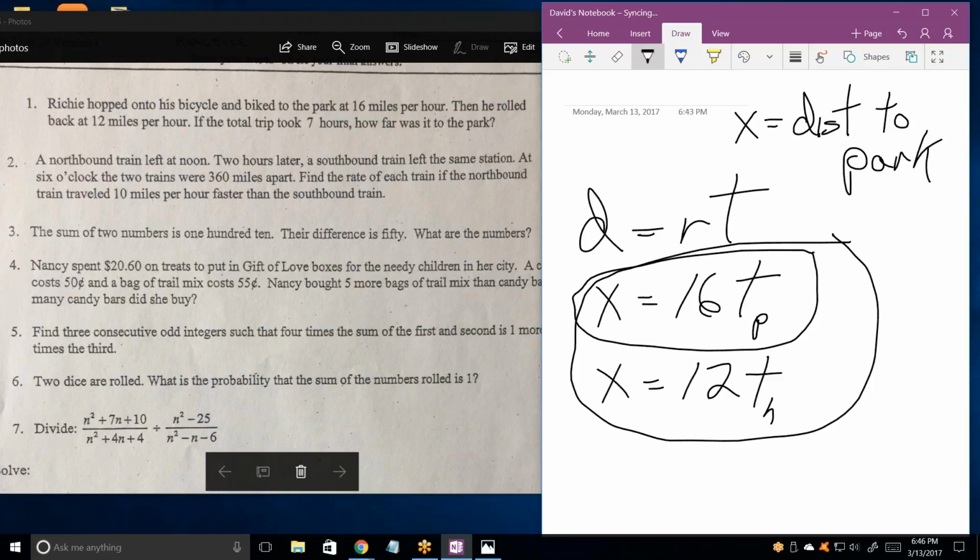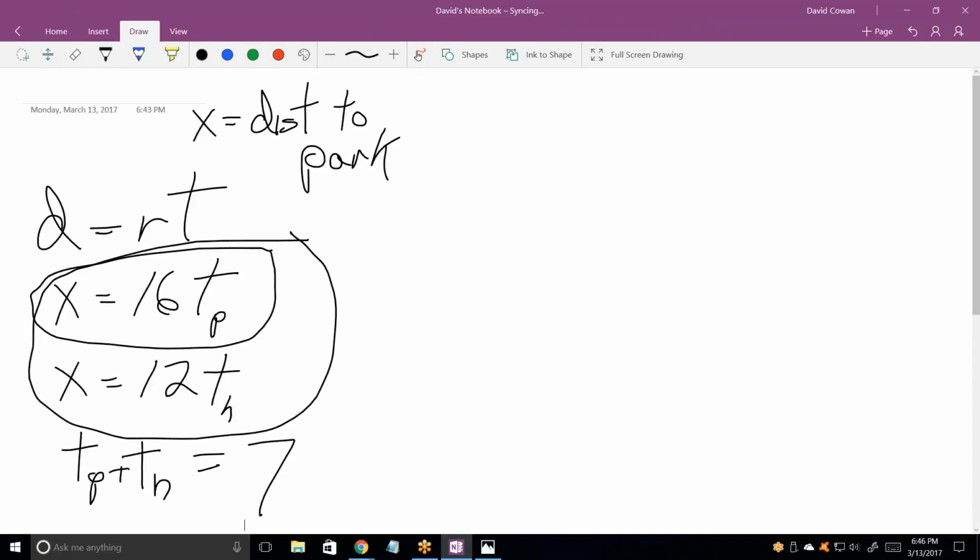What's my other equation? If the total trip took 7 hours, TP plus TH equals 7. There you go. Now we can solve. First of all, how do we solve this? This looks like 3 equations and 3 unknowns, and it actually is. But the one thing I know is that X is the same, right?